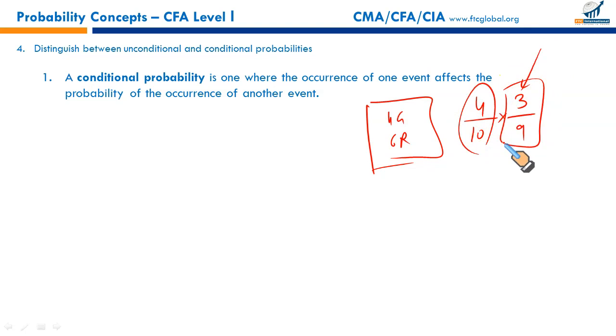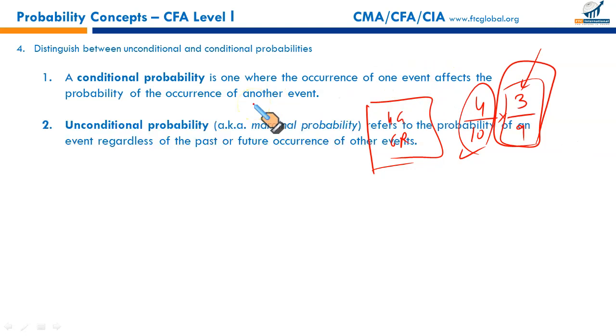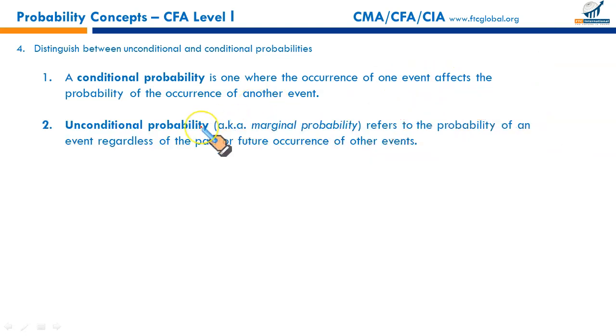So conditional probability is the one where the occurrence of one event affects the probability of the second ball, whether the ball is green or red. So conditional probability is the one where occurrence of one event affects the probability of another event. And unconditional probability is quite self-explanatory, also known as marginal probability. It refers to the probability of an event regardless of the past or future occurrence of other events.